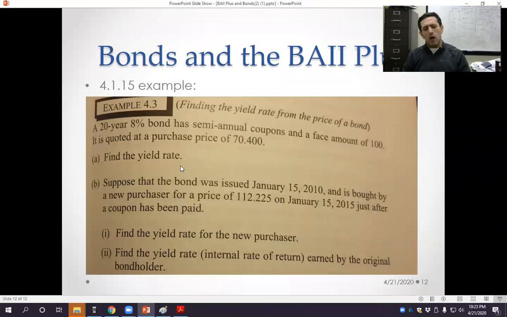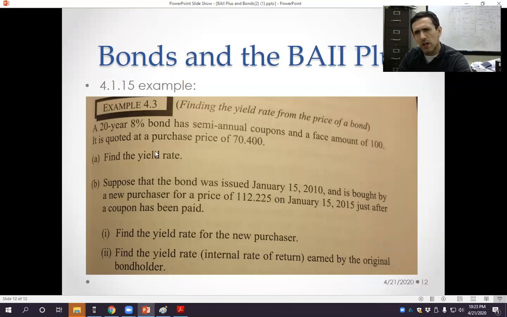All right, so yeah, and this is kind of similar to 4.1.15. It's not really computing yield rates, but the basic setup of the problem is exactly like this. It's actually 4.1.15 is a mix of this and the example that we just did. Okay, so I have a 20-year 8% bond, semi-annual coupons, face amount 100, and the price is $70.40. First, let's find the yield rate.